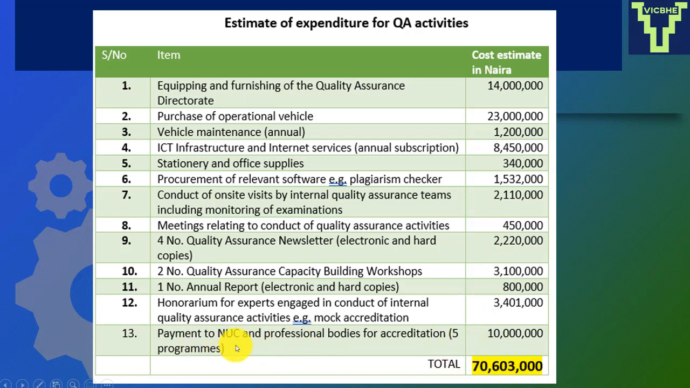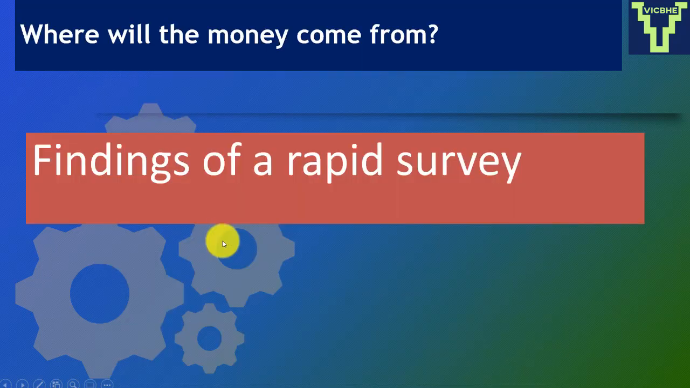Number 13 is payment to NUC and professional bodies for accreditation. If you look at about 5 programs in a year, that's about 10 million. So we have about 70 million. That is the estimate. So this practical track for this particular lesson is important for you, director of quality assurance. You go to your vice chancellor. What's your budget? This is your budget. This is the minimum that can happen. But hey, this is plenty of money, 70 million. Where will it come from?